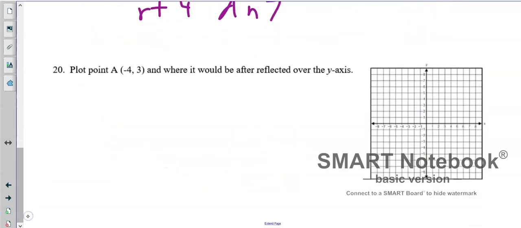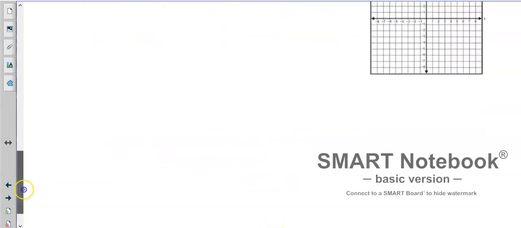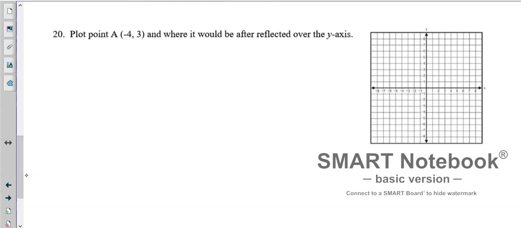Last one on this page. Plot point A at negative 4, 3. So go left 4 and up 3. And that's going to be 1, 2, 3, 4. 1, 2, 3. There it is. There's negative 4, 3. Reflect it over the y-axis. Where's the y-axis? It's this one. Okay? Which means we're just folding it over here.